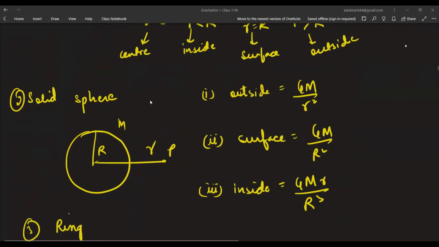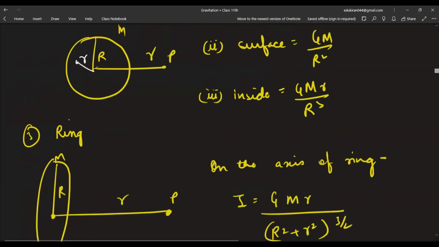See, for solid sphere, the only difference that will arise is in the inside part. It is GM into small r, whatever separation you have taken, divided by capital R cube. Okay, this is for the solid sphere.